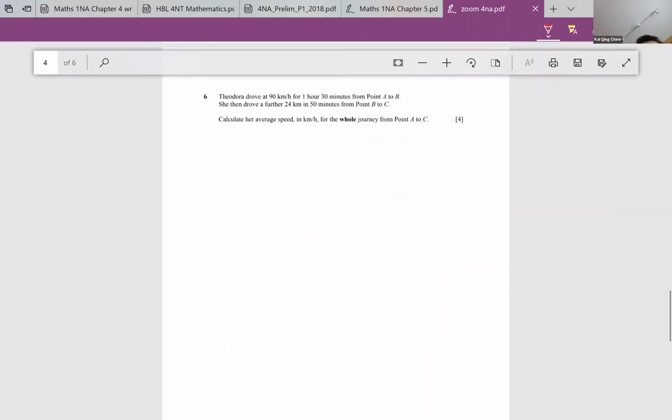Okay, this person drove 90 km per hour for 1 hour 30 minutes. So you see, it's a 4 marks question. Means there's quite a bit of work to do, okay?